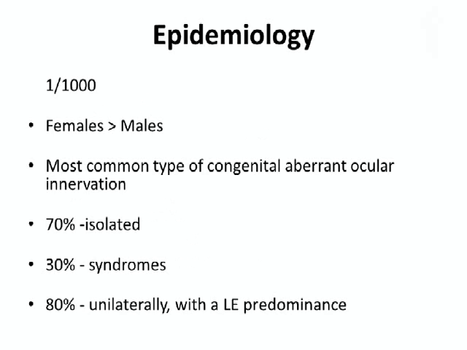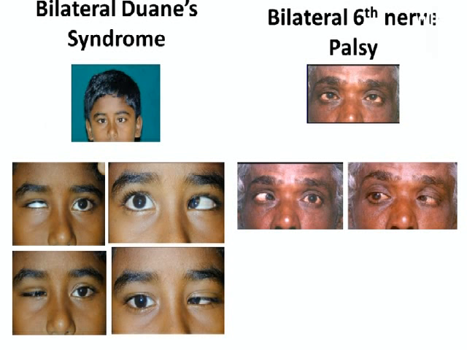Here the epidemiology: this is also more common in females, and it's the most common type of congenital aberrant ocular innervation. 70% of the cases will be isolated, 30% will be associated with syndromes, and this has a left eye predominance. This is a case where I've shown bilateral Duane syndrome as well as bilateral sixth nerve palsy.